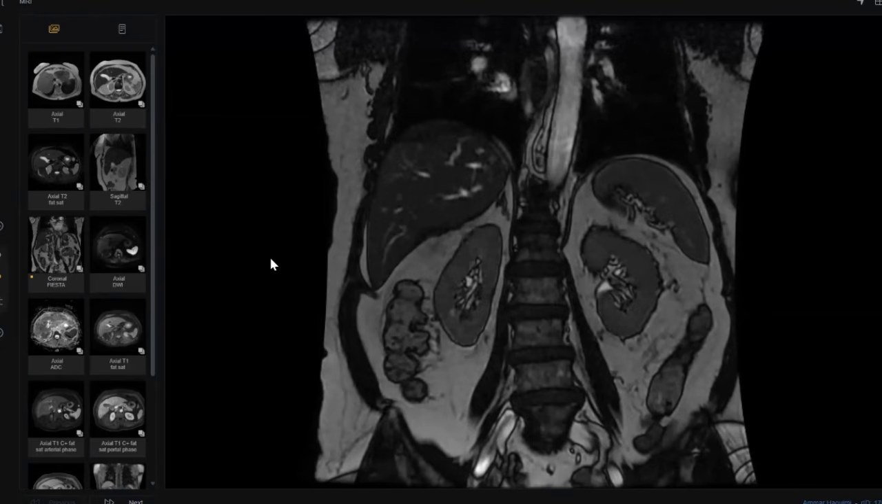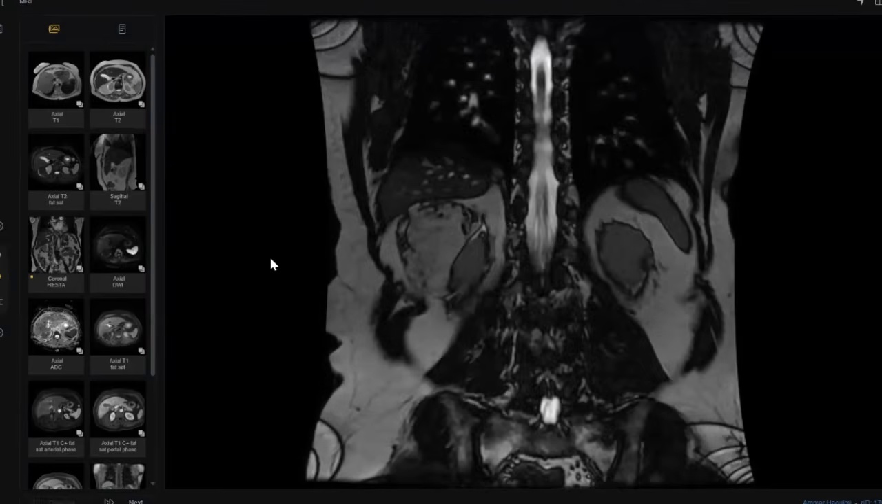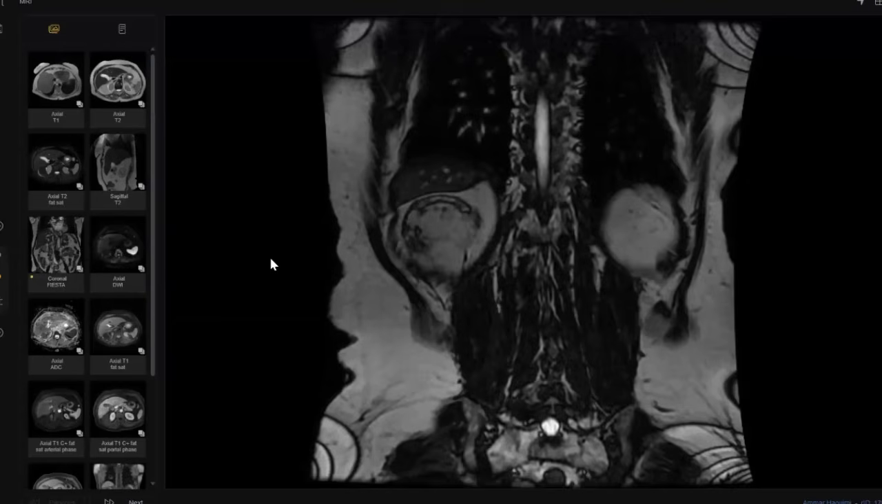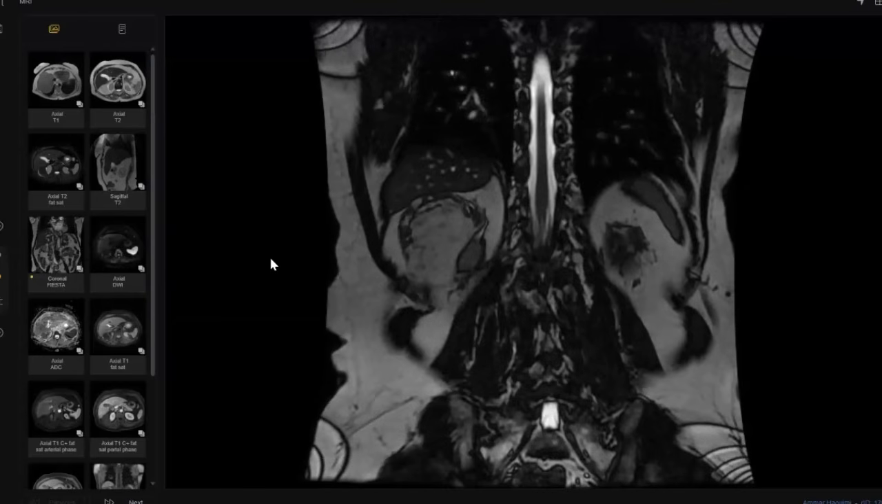Doctor, are you sure this is a suprarenal lesion? No, sir. I can appreciate the right adrenal gland on this sequence actually. So can you scroll further a little bit up and down? Okay, it becomes perinephric. It's perinephric in location, sir.